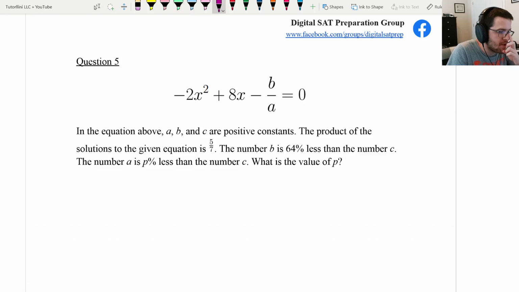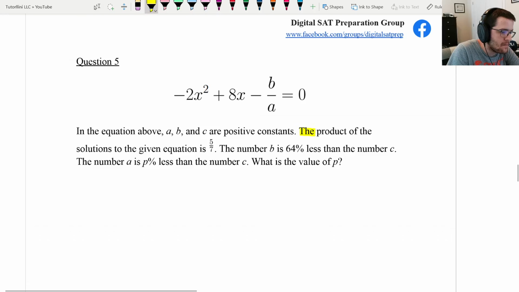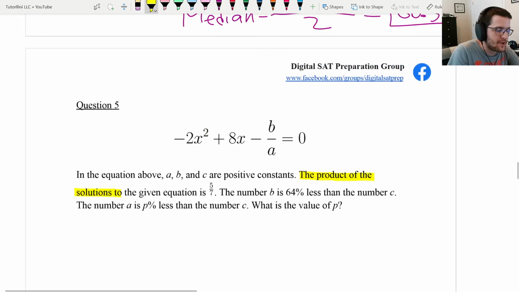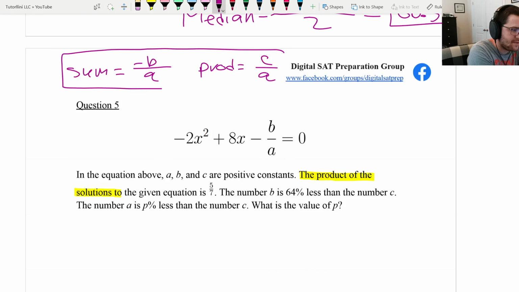Let's go over this one. So this one is really tricky. This is testing us on the product of solutions formula, the first half at least. So really quickly, for a quadratic, you have to know these two equations. The sum of the solutions is negative b over a, and the product of the solutions is c over a. They expect you to know that. You need to have those memorized. It's not on the reference sheet.